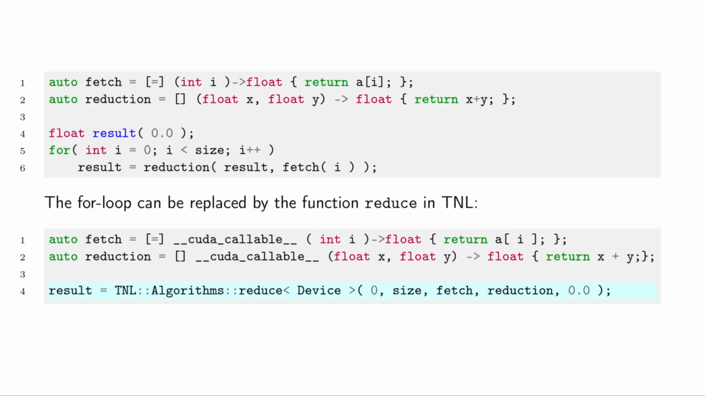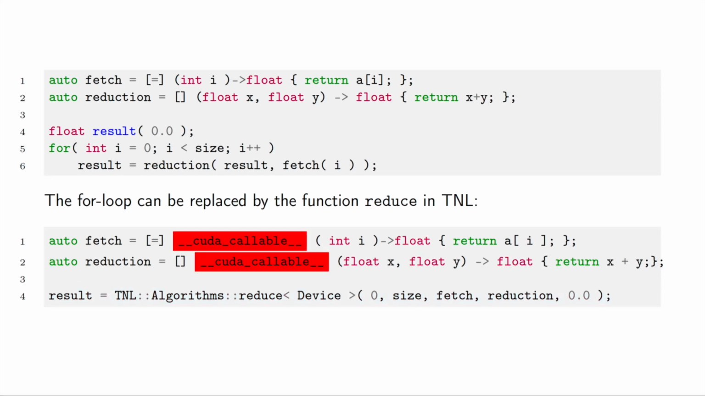Now we can replace the for loop with the reduce function from TNL. It takes a template parameter device which indicates whether the reduction should be performed on the CPU or GPU. We then pass the range of indices for which we want to perform the reduction. Therefore, which indices the fetch lambda function will be called. Here it is the range from 0 to size. Next we pass the fetch lambda function, the reduction lambda function, and the identity element value for the reduction operation.